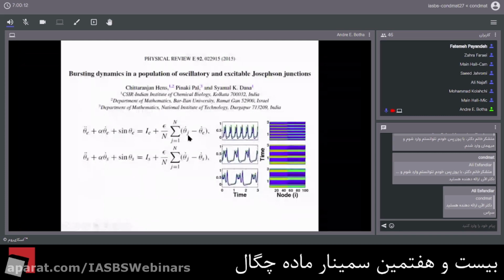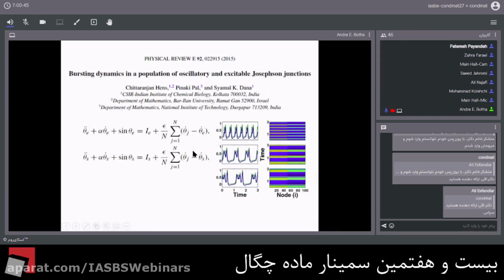linear coupling, and the coupling occurs in terms of the phase derivative. So basically these are voltages across the junctions. Now, with this coupling, the group was able to show that very similar bursting behavior occurs just in the ordinary junctions coupled together in this way.